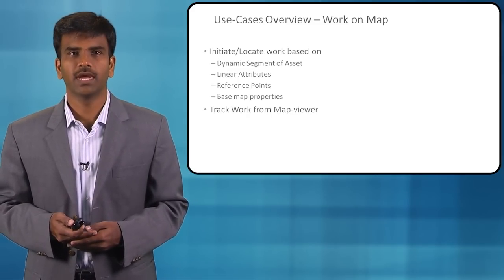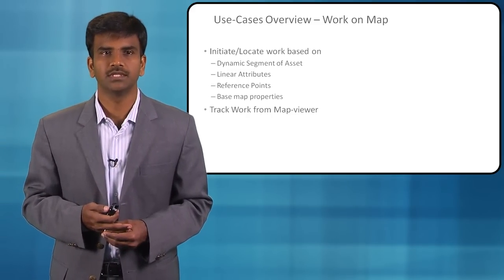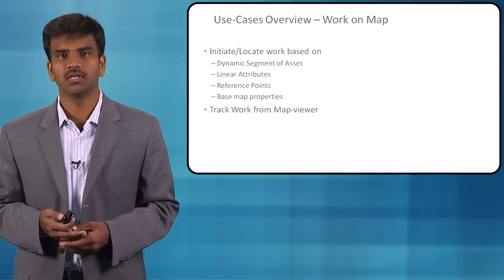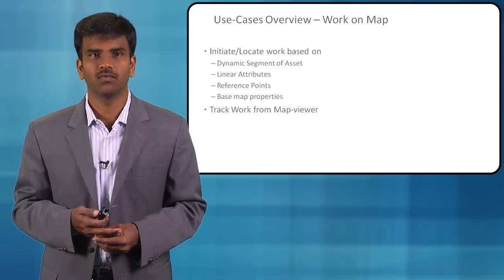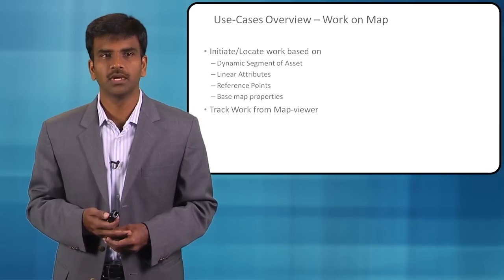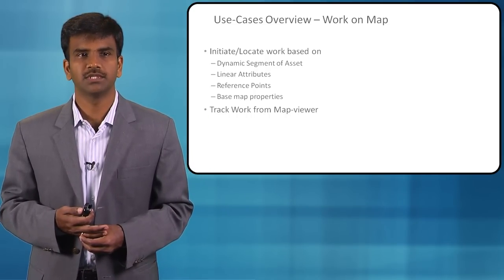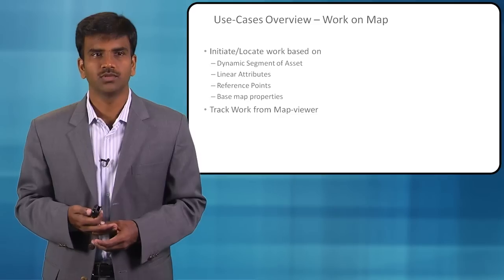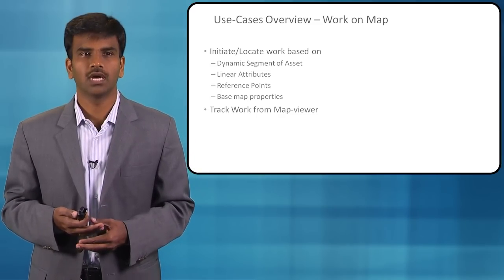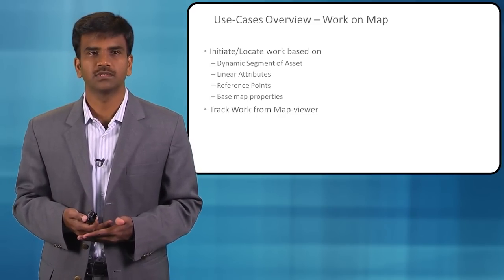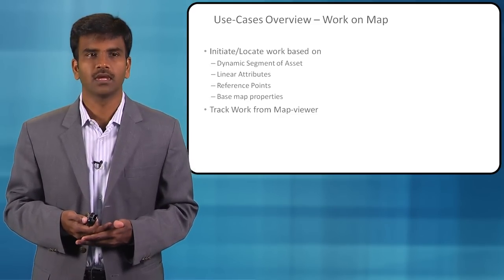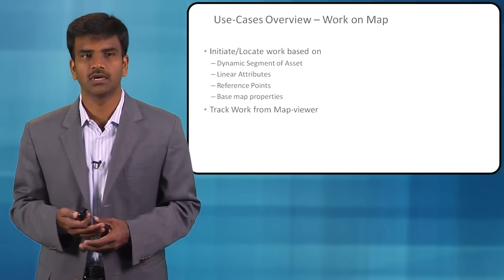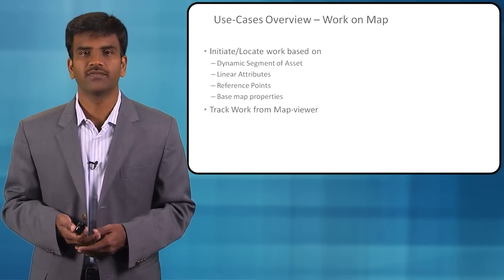Similarly, we will be having the map visualization enhancements available for the work orders on map as well. When we are addressing the work execution related actions on the map, some of the key enhancements that have been done are the dynamic segmentation of asset on map, and also we will be able to create the work order based on the linear attributes or reference points or base map properties, and also we will be able to track the work orders which are located in a particular organization from the map viewer tool.